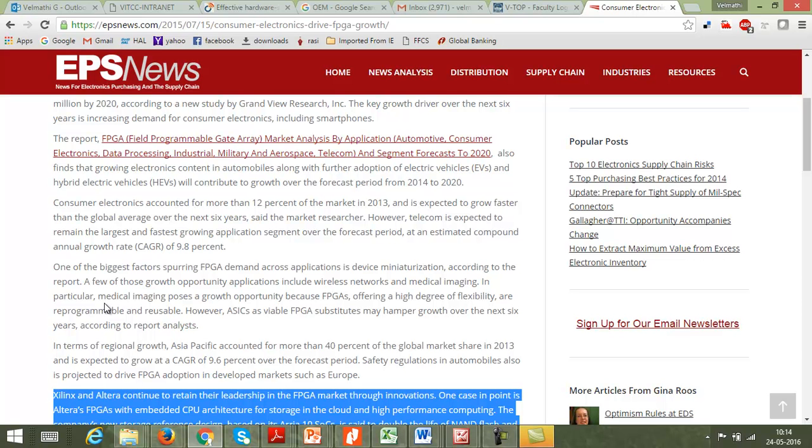According to the report, growth opportunity applications include wireless networks and medical imaging. Medical imaging in particular poses a growth opportunity because the FPGA offers a high degree of flexibility and is reprogrammable. That's more important: reprogrammable and reusable. However, the availability of viable FPGA substrates may hamper growth over the next 6 years according to the report analysis.